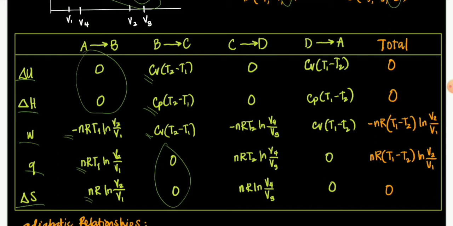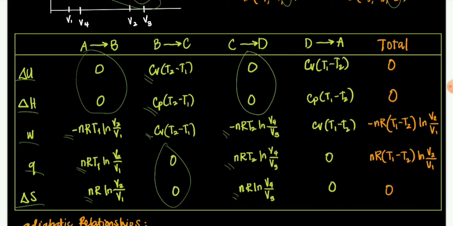So for the step C to D, isothermal ulit. So zero ulit yung ating delta U and delta H. So the work is negative nRT2 ln V4 over V3. Q is just the negative of W. And delta S is just Q over T2. Okay? So yung Q nyo, nagiging nRT2 ln V4 over V3, that's positive. And delta S is just nR ln V4 over V3.